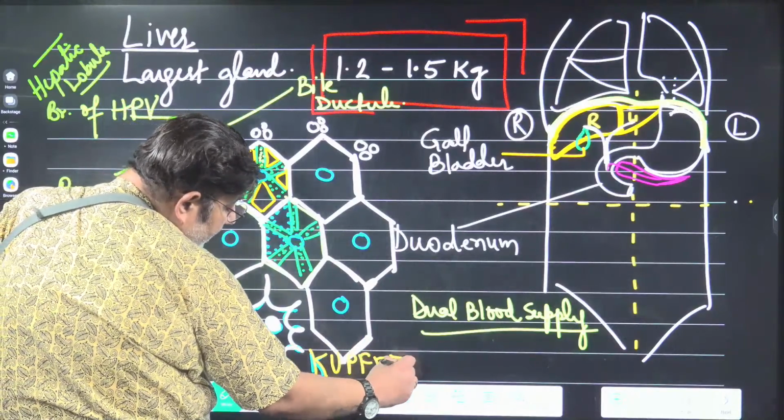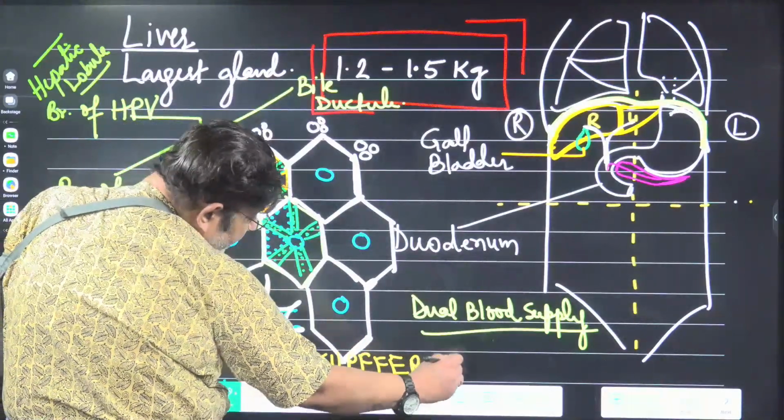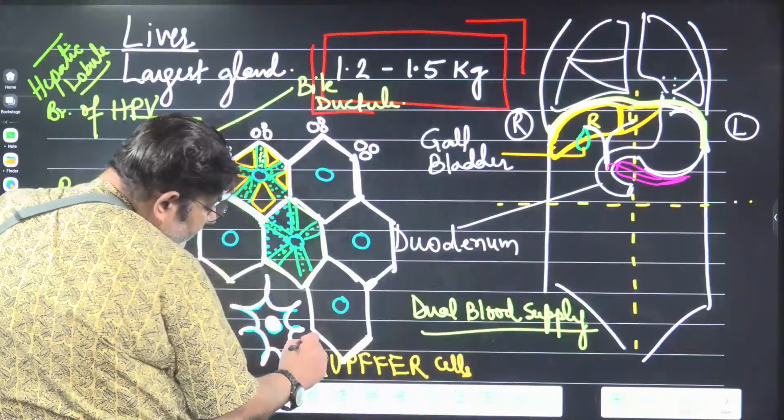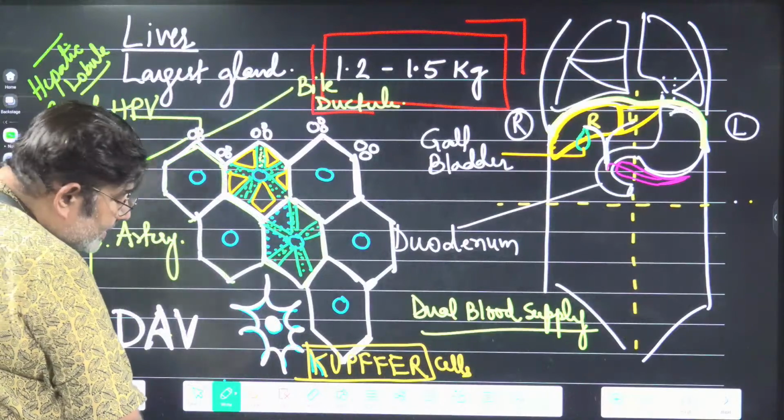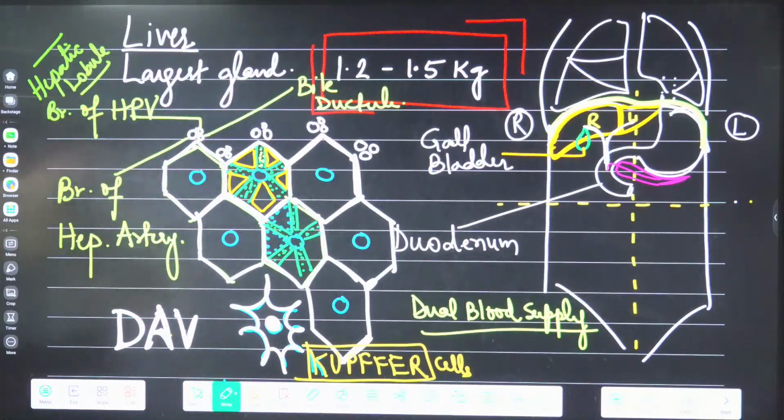Kupffer cells. Okay, just remember the name. A direct question can be expected on the liver macrophages, the Kupffer cells. That is about the liver.